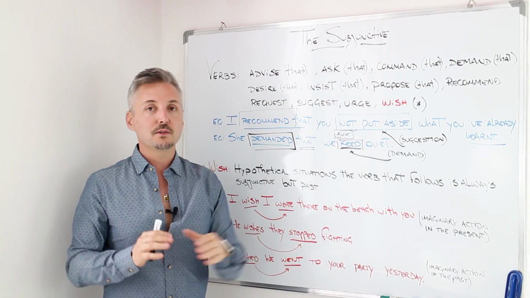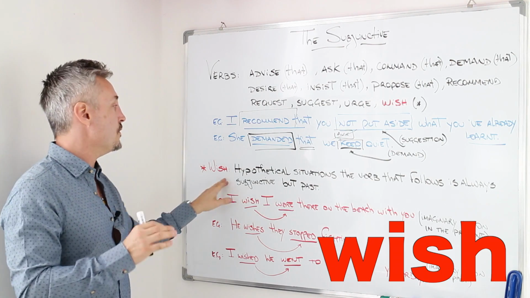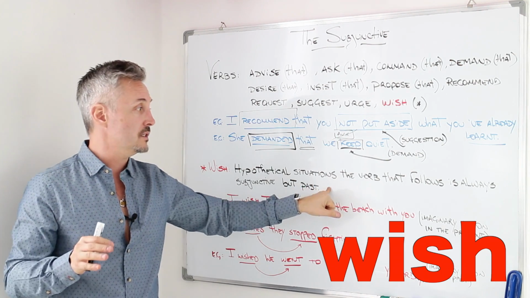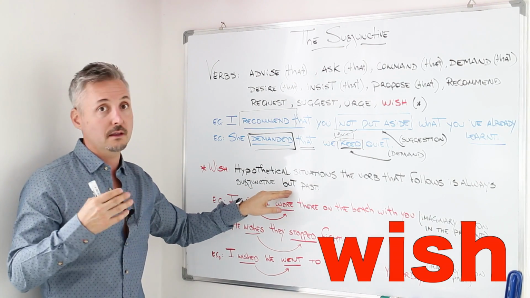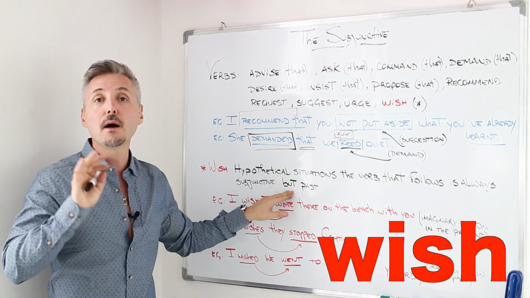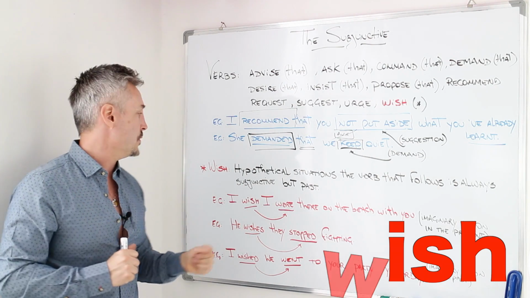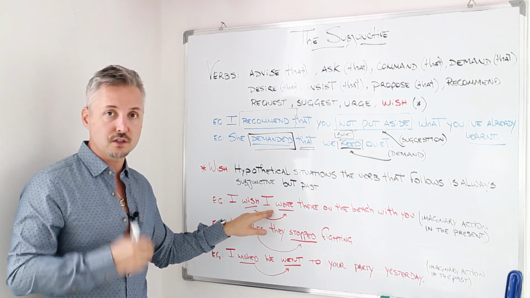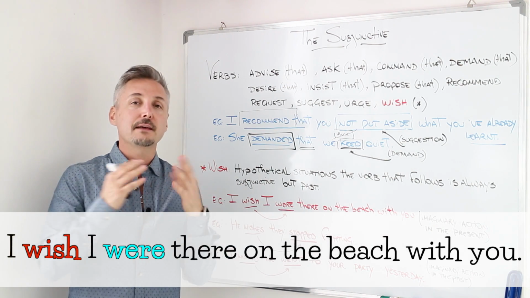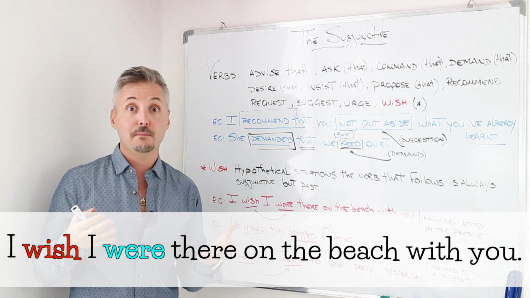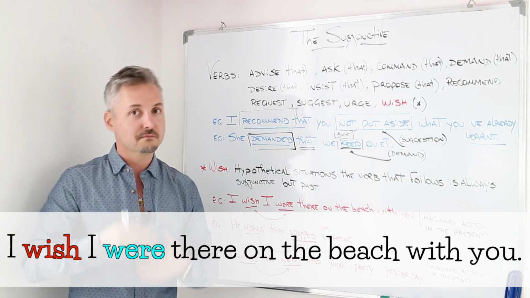Now, I said that I was going to talk about wish. Wish is special. When we use it for hypothetical situations, the verb that follows is always in the subjunctive, but past. What do I mean by that? Let's take an example. I wish, so right now, I wish I were there on the beach with you. This is an imaginary situation in the present. I wish I were with you on the beach.